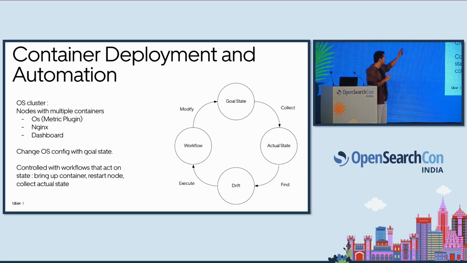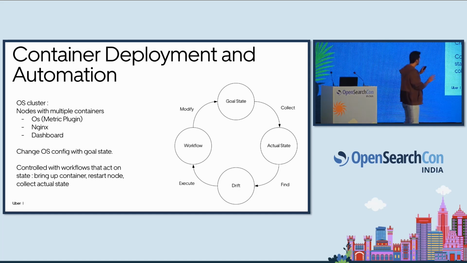The first is your OpenSearch container, which would actually host the core code base. Then we have an Nginx proxy that runs on top of every node, which acts as a reverse proxy with its own settings and timeouts. And then for every cluster, we also couple it with a dashboard container that basically allows either admins or users to do any operations on top of it.